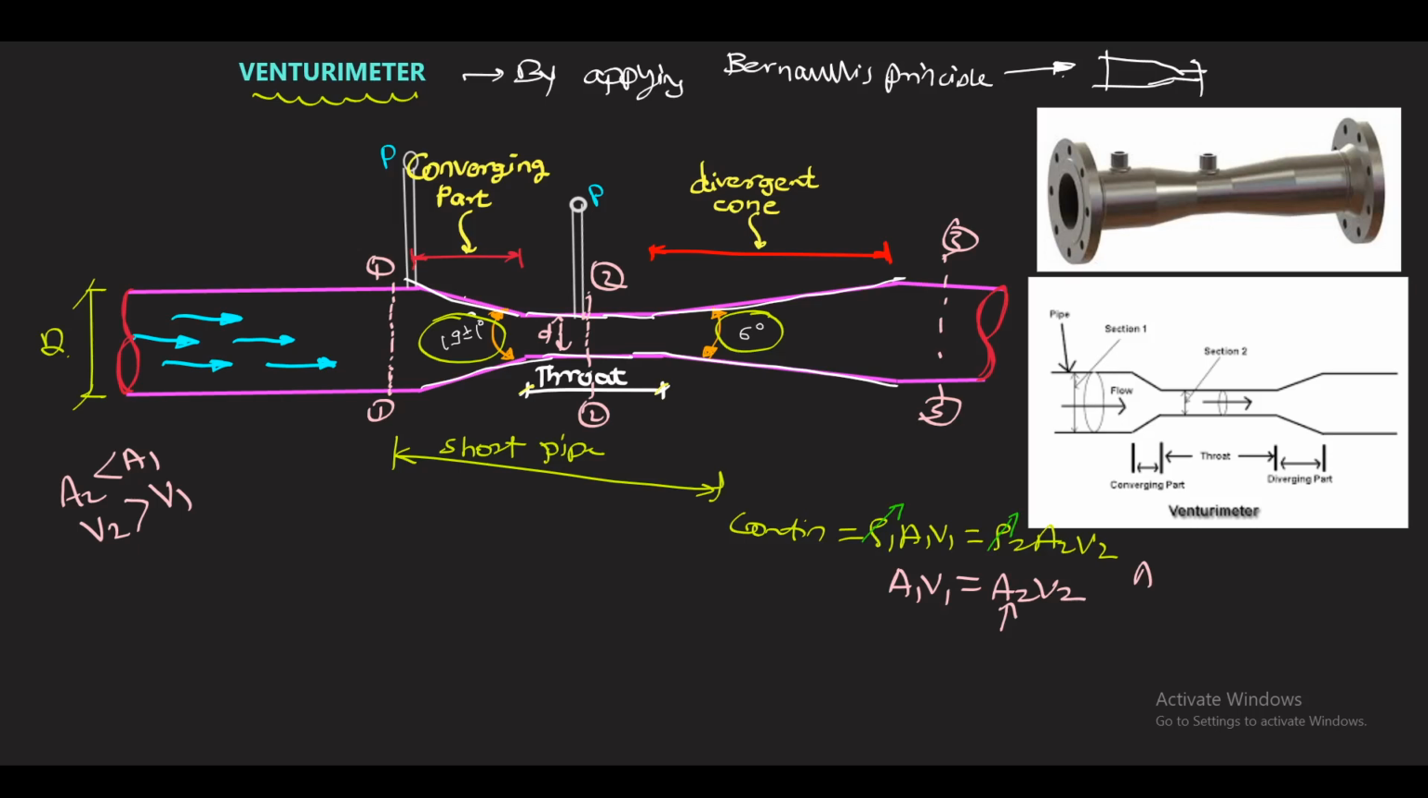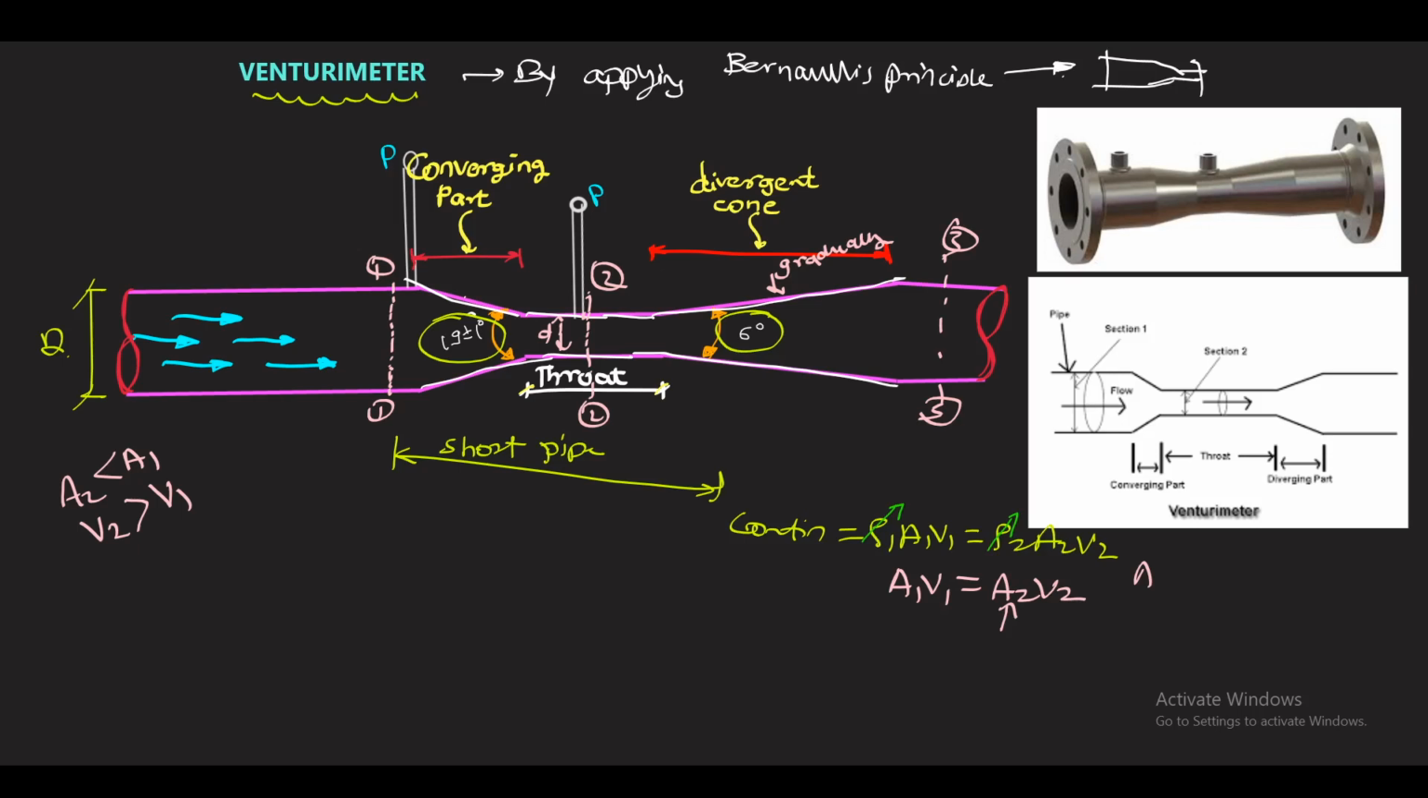That means in order to avoid the flow separation, I need to provide this divergent cone by gradual divergence, correct? I need to provide the gradually divergent cone in order to take care of that flow separation, okay. That's why this convergent cone angle is greater than the divergent cone angle.